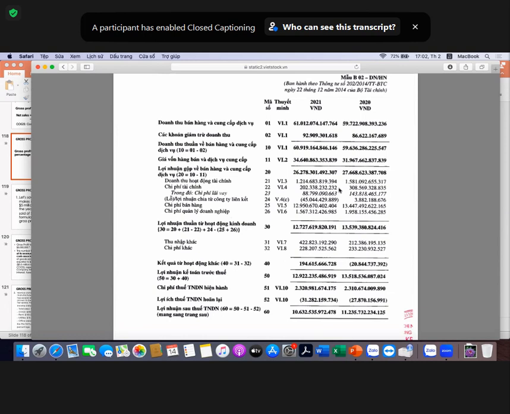So in 2021, Vinamilk has 43.14 đồng of revenues left over after paying 100 đồng cost of goods sold.